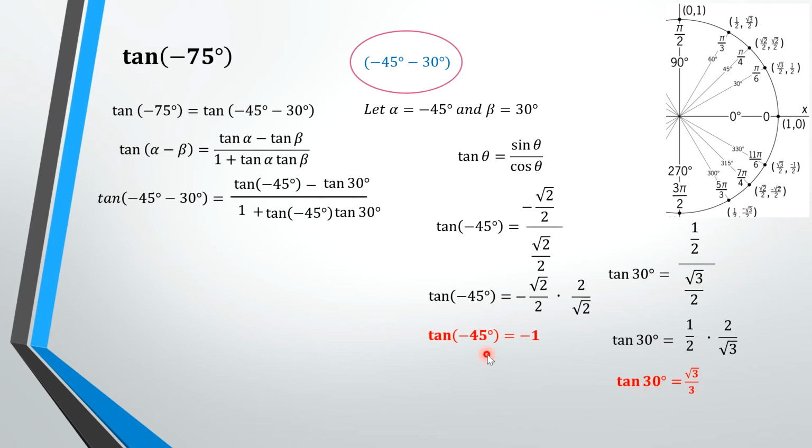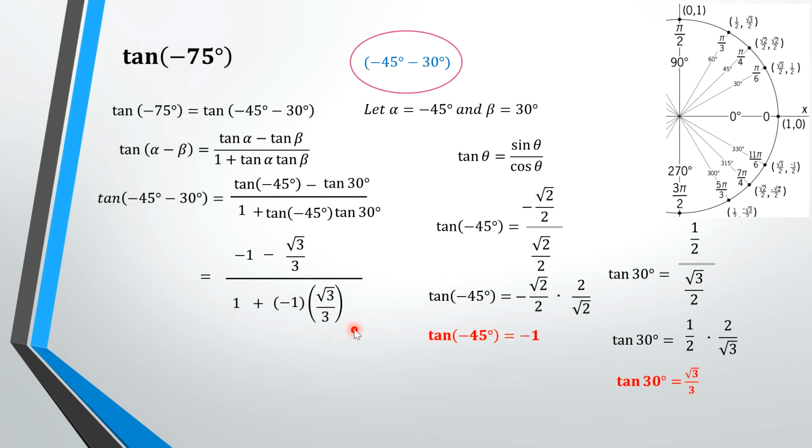Since we now have the values of tangent negative 45 degrees and tangent 30 degrees, we can substitute them into our equation. So that is equal to our tangent negative 45, that is negative 1. Copy the minus sign. Our tangent 30 is square root of 3 over 3. All over, copy 1. Copy the plus sign. Our tangent negative 45 is negative 1, times our tangent 30, which is square root of 3 over 3.